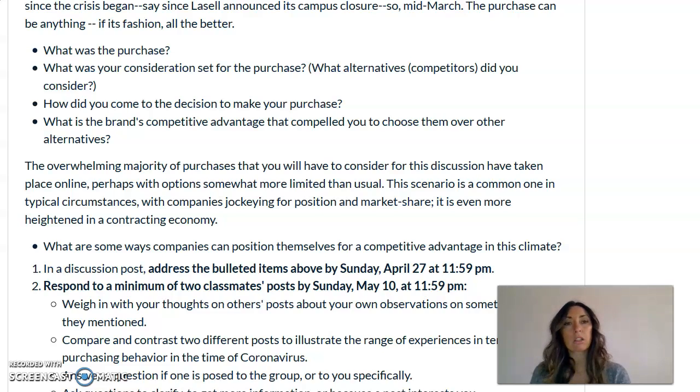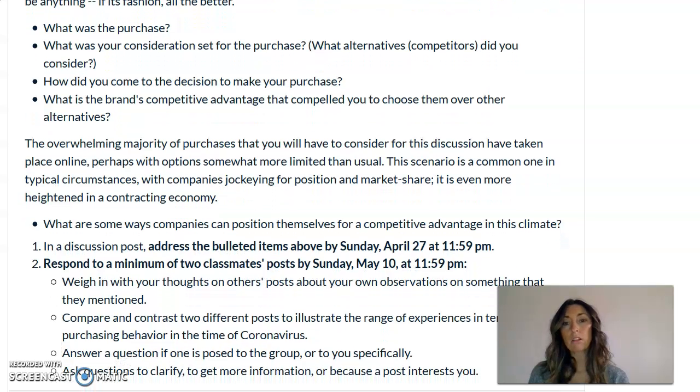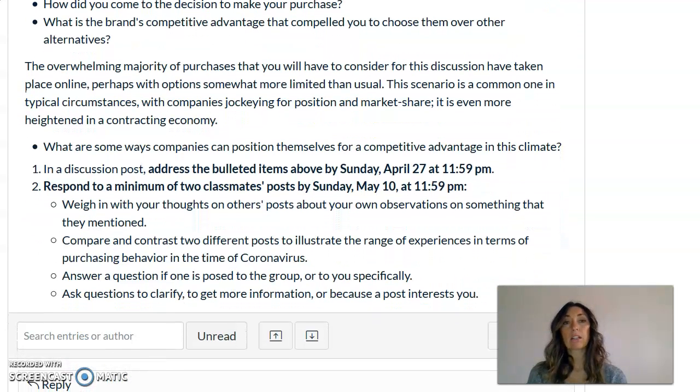How did you come to the decision to make your purchase? What is the brand's competitive advantage that compelled you to choose that particular brand or item or product over the alternatives in the marketplace? You'll include that information in the discussion post, and then you will have an opportunity to read about your fellow classmates' purchases and then comment on them. The initial post is due by Sunday, April 27th at 11:59.